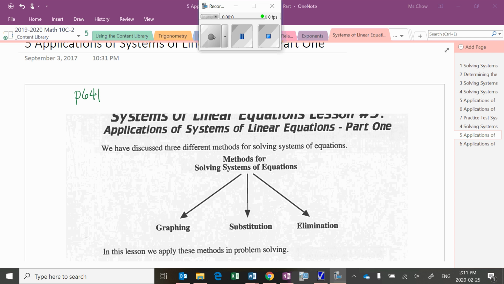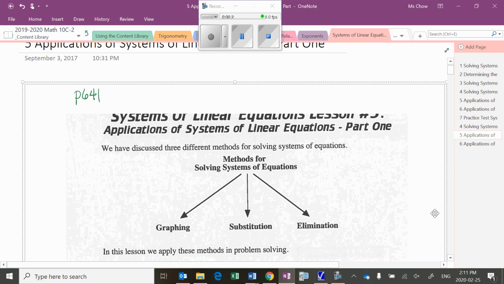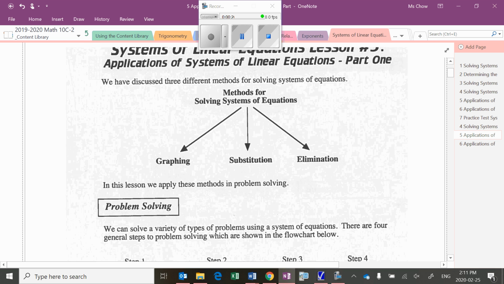Okay, now we're looking at applications of systems of linear equations, so ultimately, essentially how we can apply them to solve different types of problems. And just a quick review, we're on page 641 in your workbooks. We've looked at three different methods for solving systems: graphing, substitution, and elimination.